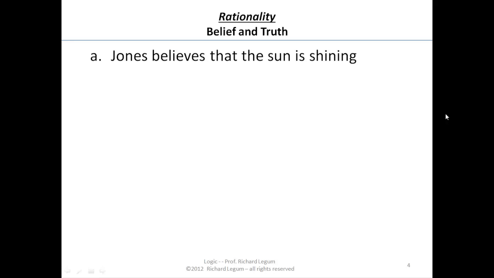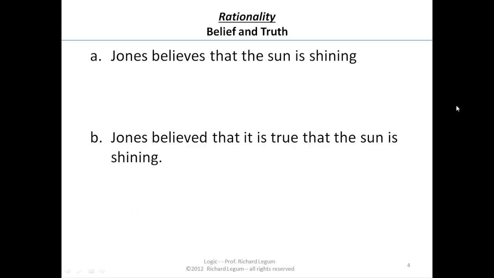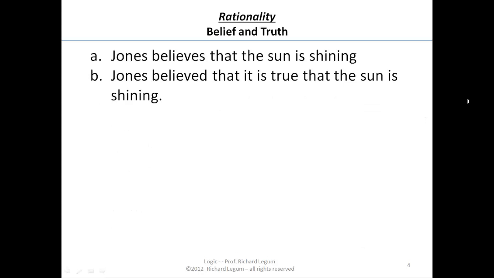Now, the connection between belief and truth is an interesting one. Consider when we say things like "Jones believes that the sun is shining." What we're saying is that Jones believes it is true that the sun is shining. In other words, the proposition P, let's say, is "the sun is shining." Jones believes that P is the same thing as he believes that P is true.